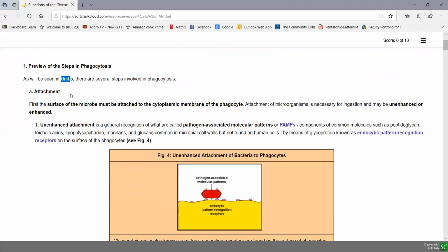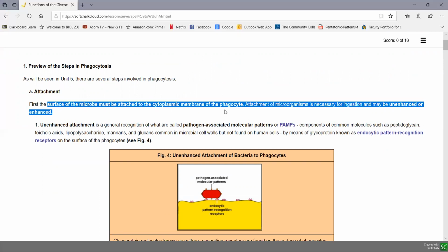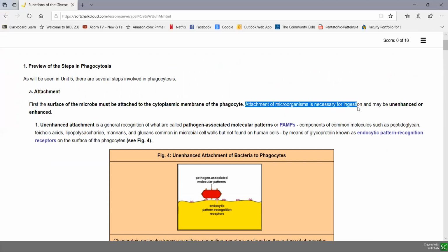Now, the first step in phagocytosis is called attachment. And this is where the surface of the microbe has to attach to the cytoplasmic membrane of the phagocyte. Attachment of microorganisms is necessary for the phagocyte to pull the bacterium in or ingest it. And attachment can either be unenhanced or enhanced. And we'll be talking about that quite a bit during the semester. So let's start with unenhanced attachment of a microbe to a phagocyte.